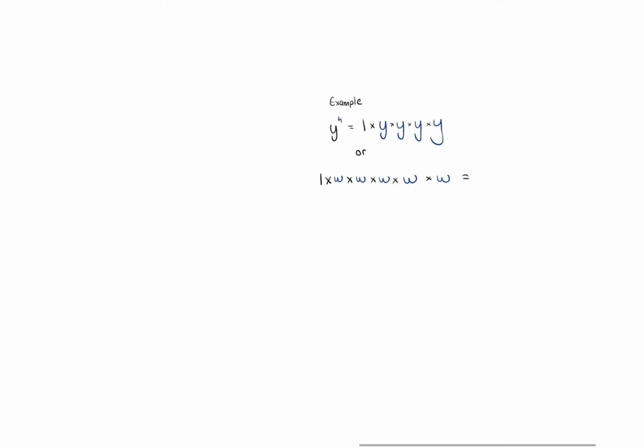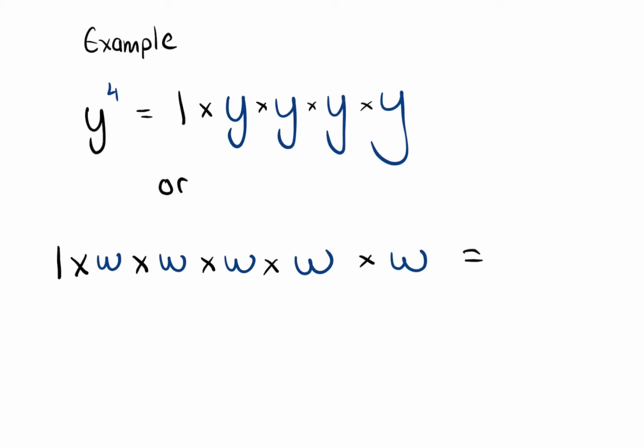So for example, y to the power of 4, we have 1, 2, 3, 4 y's multiplied together. Or if we did 1 times w times w times w times w times w, we have 5 w's, so w to the power of 5, because that's where we get our 5 from.